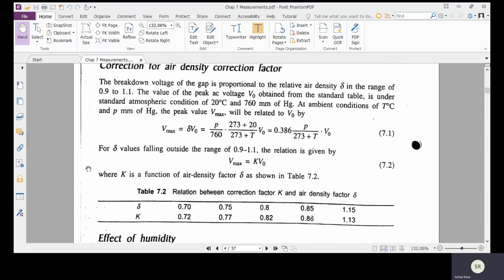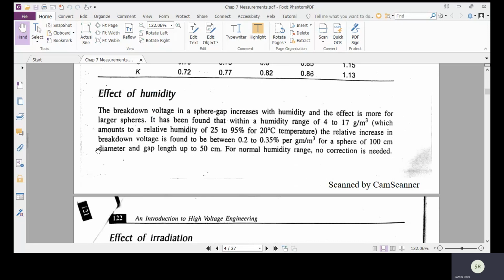Now we have overcome one of the problems, that is, what will happen if there is a change in temperature and a change in pressure. Now we will move towards the effect of humidity.